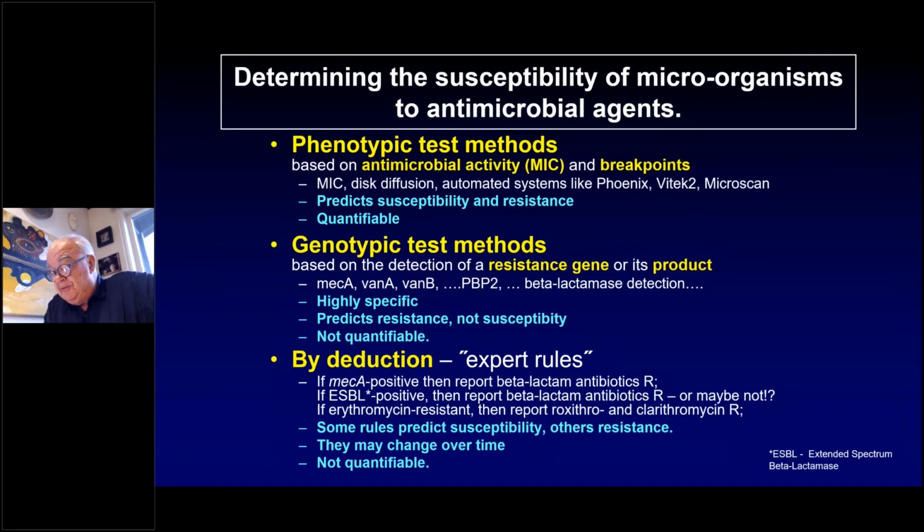When it comes to expert rules, you need to remember that rules may change over time. They're not quantifiable, but they are very useful and part of our everyday knowledge in the laboratory. Once we have detected a mecA gene, we wouldn't even consider setting up susceptibility tests against certain beta-lactams. So it is very useful to know about these expert rules. They are available on the EUCAST website for anyone who is interested. Right, so next slide, Victor.